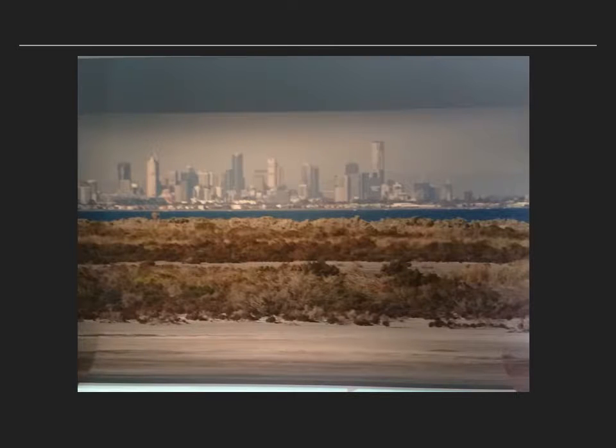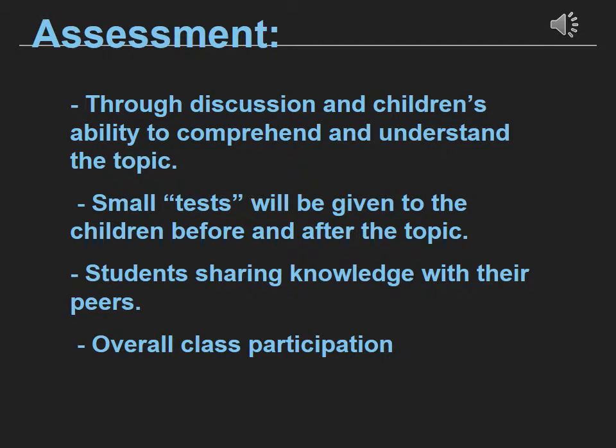Assessment. For teachers, there are many ways that we can assess students' learning and level of progression across certain periods of time, through discussion and children's ability to comprehend and understand the topic. When our teachers have discussions with children in group or one-on-one situations, we are able to gauge the students' understanding and comprehension of the topic. In this situation, the teachers will be able to direct the conversation with certain questions to prompt children's thinking.